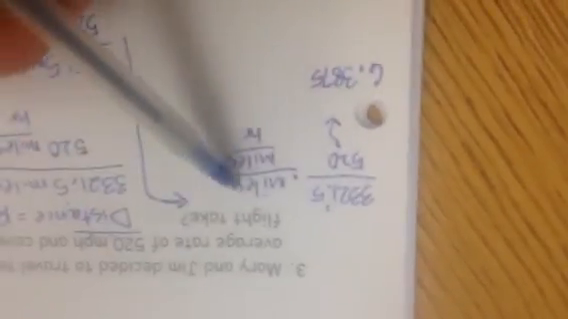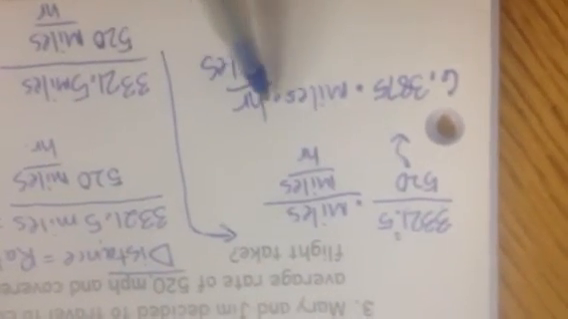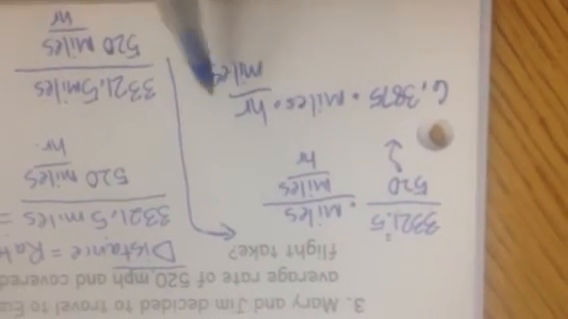I have miles divided by miles per hour. This is the same as miles times hours over miles. Okay, so my miles, I have miles here in the numerator and miles here in the denominator. So those reduce to 1 after we do the division. And I am left with 6.3875 hours.